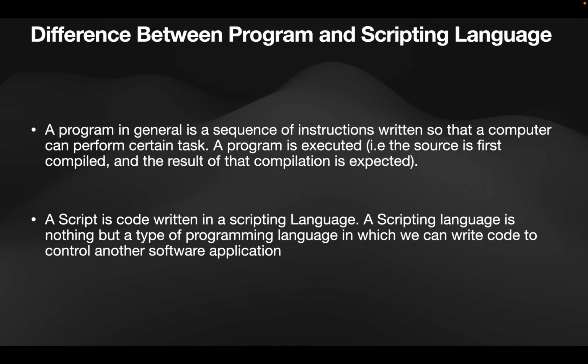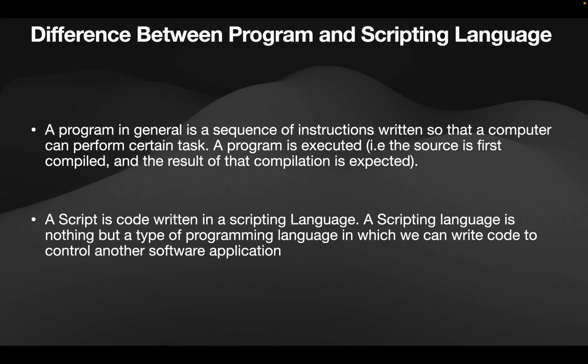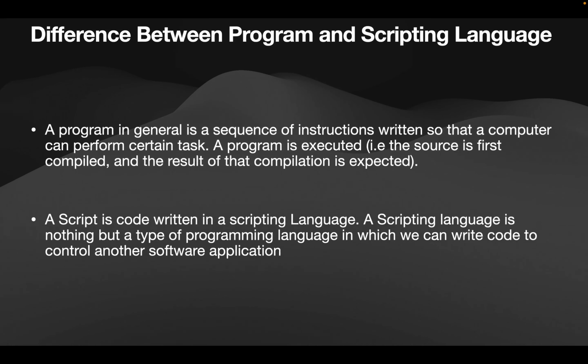So what is the difference between a program and a scripting language? From the definition I have here, a program in general is a sequence of instructions used so that a computer can perform certain tasks. A program is executed, that is, the source is first compiled and the result of that compilation is executed. So a program is just like an instruction given to the computer to do something. Then a script is code written in a scripting language. You have different scripting languages, and Python happens to be one of them. You have Ruby as a scripting language. You have JavaScript, and so on.